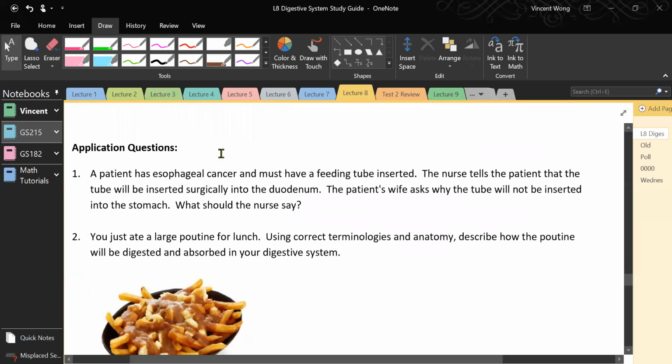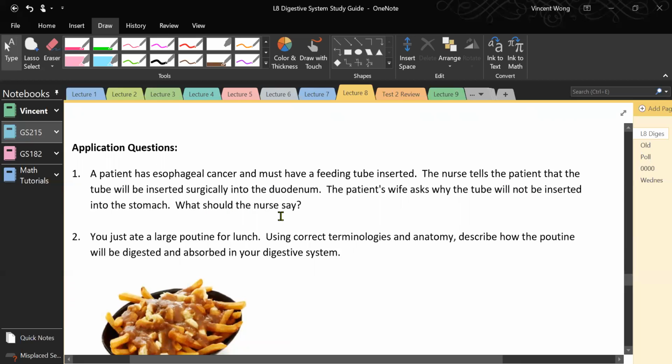First one, a patient has esophageal cancer and must have a feeding tube inserted. The nurse tells the patient that the tube will be inserted surgically into the duodenum. The patient's wife asks why the tube will not be inserted into the stomach. What should the nurse say?